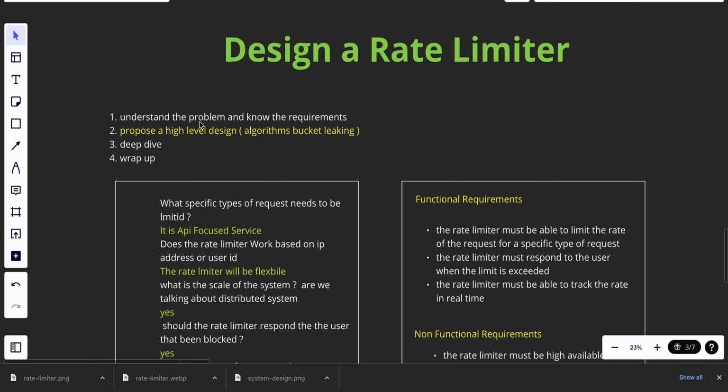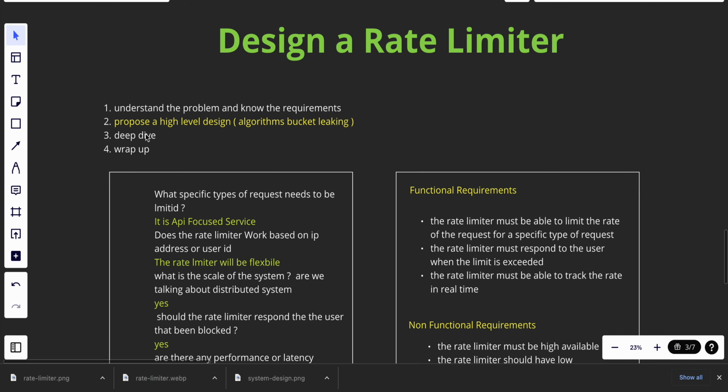Basically, each system design interview comes in four parts. We understand the problem, we propose a high level design, we take a deep dive into one of the aspects, and we wrap up everything.